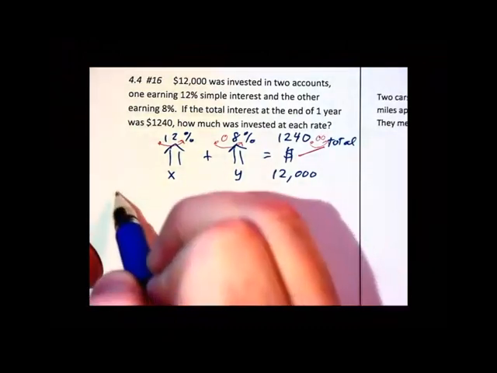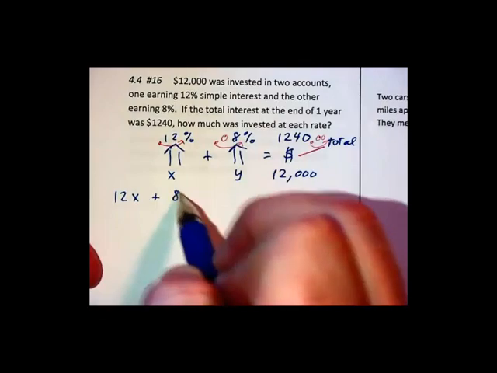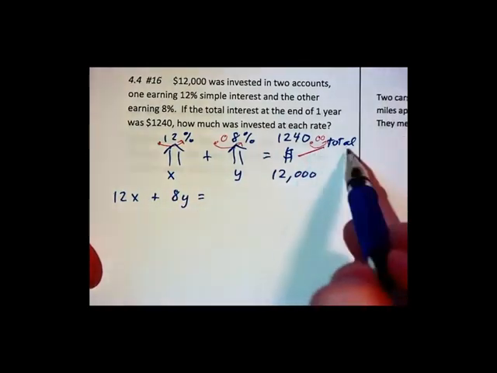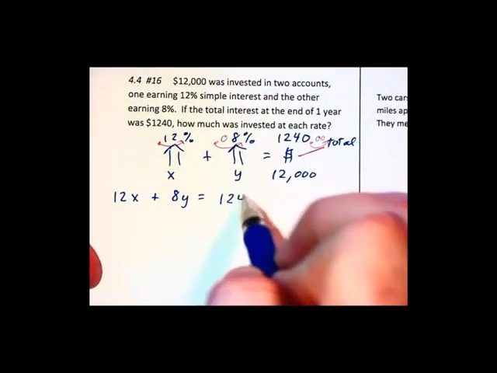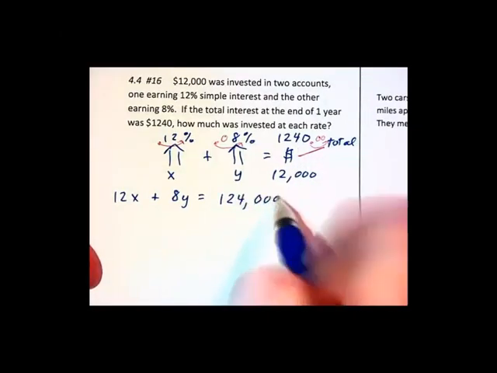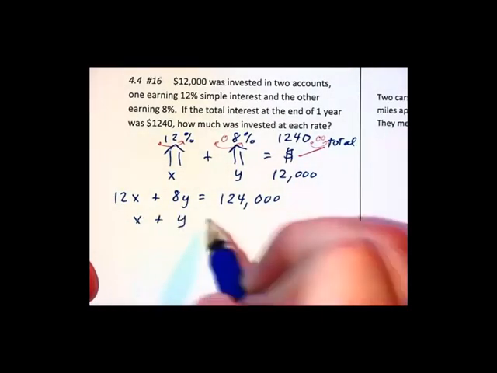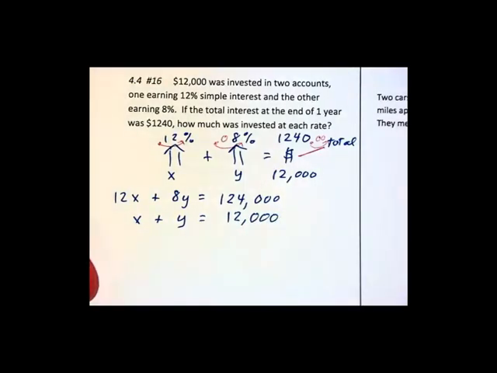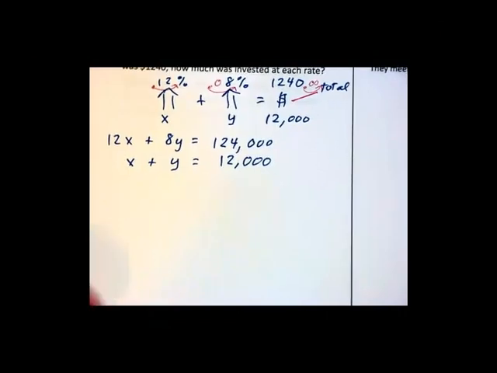Top times bottom, 12x, plus top times bottom, 8y, equals top, we stop there when it's a total, tack on these extra zeros, we really have 124,000. The other equation is across the bottom, x plus y is equal to 12,000. Okay, there's our two equations. Now we just need to solve this.